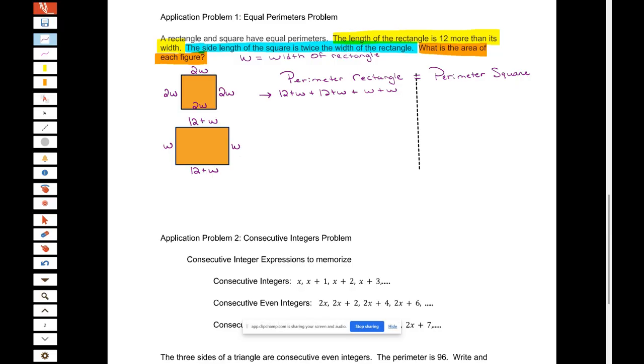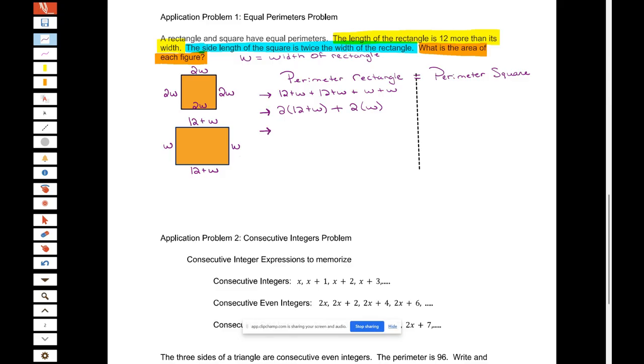Another way would be like, okay, I have two of these, so I'm going to write 2 times (12 plus W). And I have two of these, so I'm going to write 2 times W. 2 times the length plus 2 times the width. That's another way you could start your equation off.